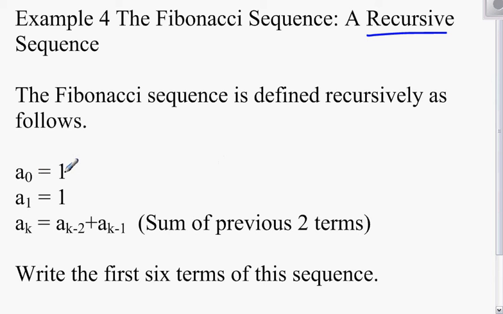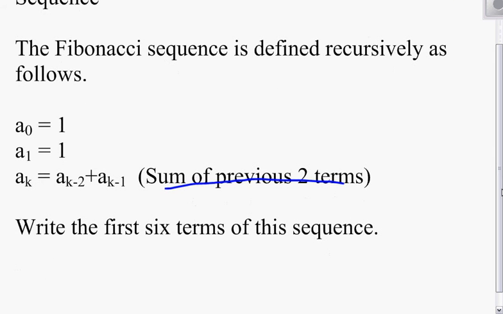a sub 0 is 1, a sub 1 is 1, a sub k is a sub k minus 2 plus a sub k minus 1, the sum of the previous two terms. Now this is a pretty famous one. I'm sure most of you have heard of it. Let's write out the first 6 terms. They've already given us a sub 0 and a sub 1.